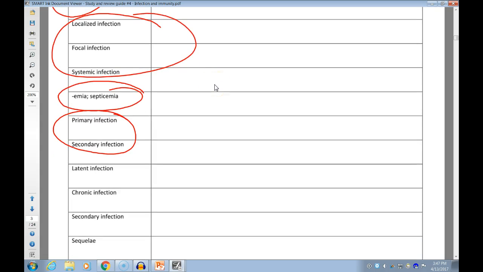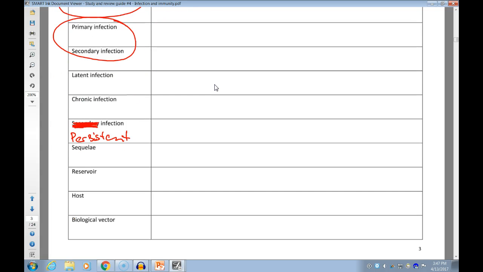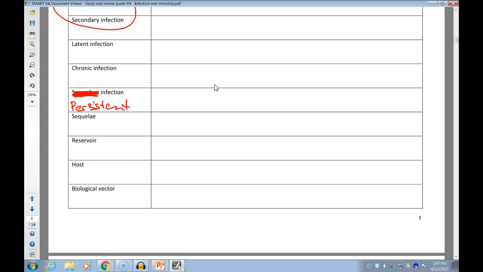Latent, chronic. I'm sorry, I just found my typo. Persistent. I'm sorry, I didn't realize. Okay, so persistent infection. Latent, no symptoms, no replication. Chronic, symptoms and replication. Persistent, no symptoms, replication. Sequelae, long-term consequences.